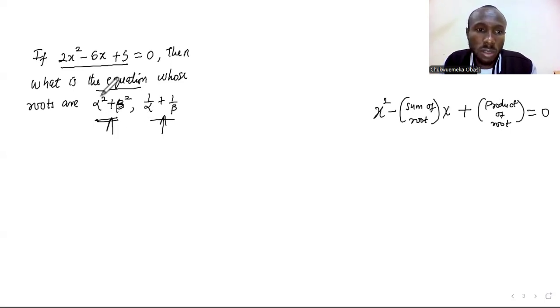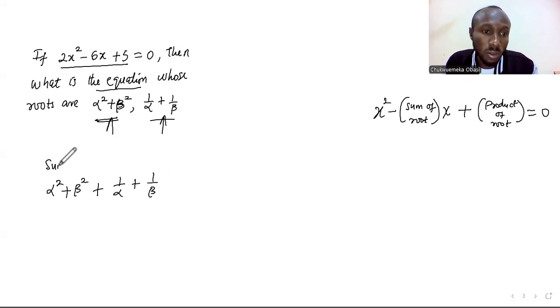All right, so now since we know these are the roots of the equation, we're going to get the sum of the roots and then the product of the roots. Okay, so the sum of the roots is going to be like saying alpha squared plus beta squared, then we sum it. That's the sum of the roots, plus 1 over alpha plus 1 over beta, right? That will be the sum of the roots.